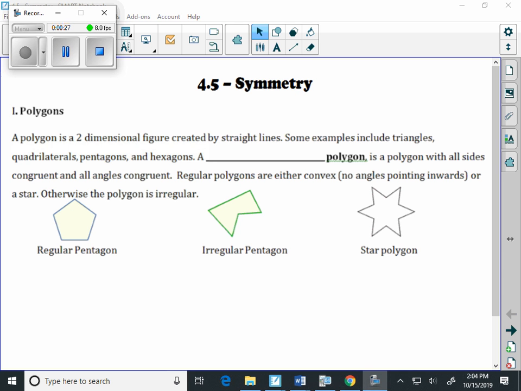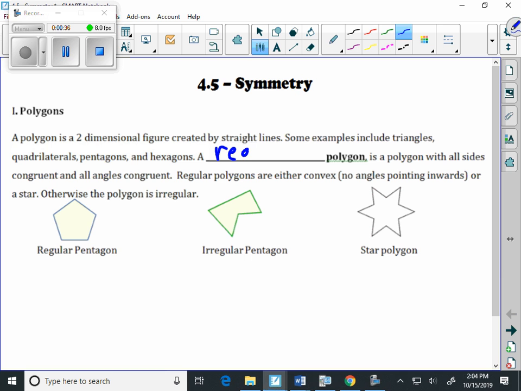If all of the sides in a polygon are congruent, and all of the angles in the polygon are congruent, we will be working with a regular polygon. So all the sides are the same length, all the angles are the same measure. Regular polygons are either convex, there's no angles pointing inward, or they're a star. Any other polygons are irregular.